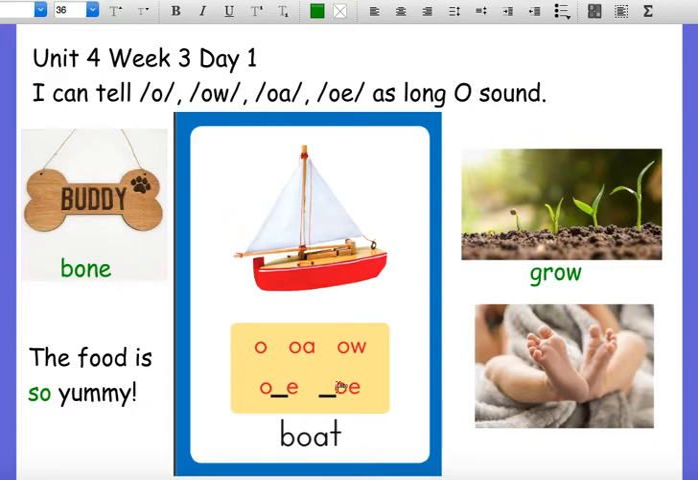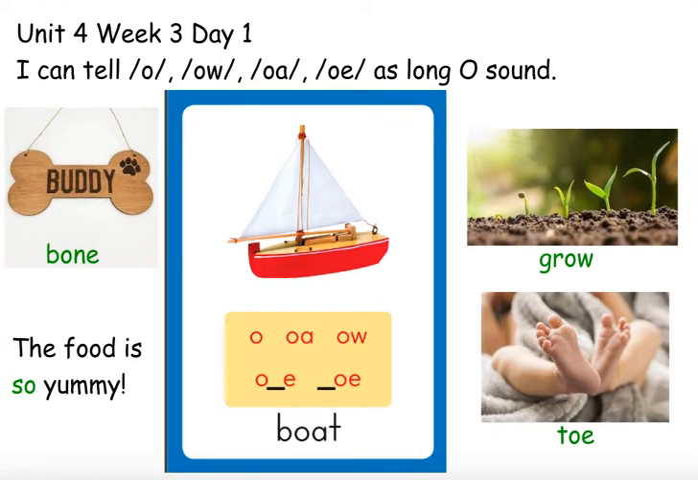Also, we have OE as a combination for long O. These are baby toes. So the word toe is spelled with O, and O is the OE combination. So you get that there are different letters that we can put together to make long O. Now, are you ready to look at a poem?